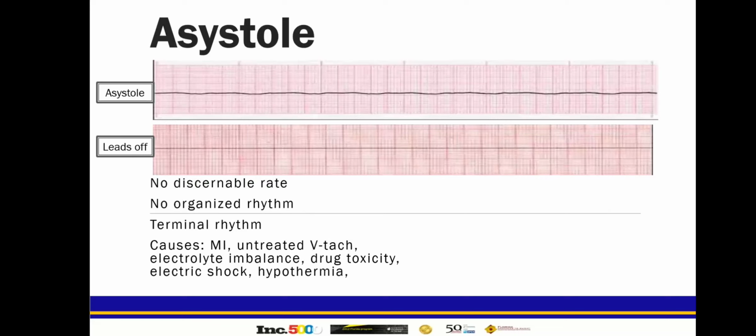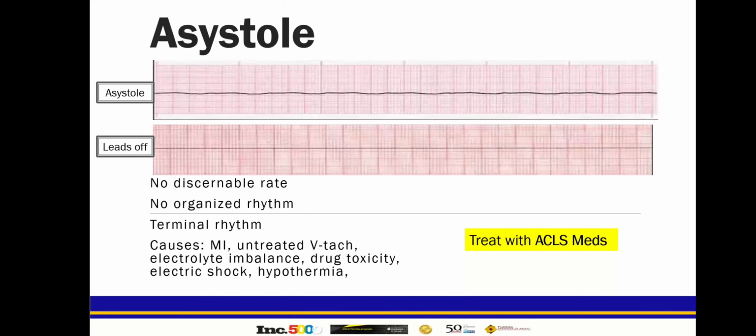Now I wanted to show you the second strip, which means that the leads are off. So just make sure that, again, if you see a rhythm strip like that, you're validating that this is not just some equipment failure and the patient is asleep, but that they're true asystole. So again, this is someone who basically is dead. There's nothing going on electrical.